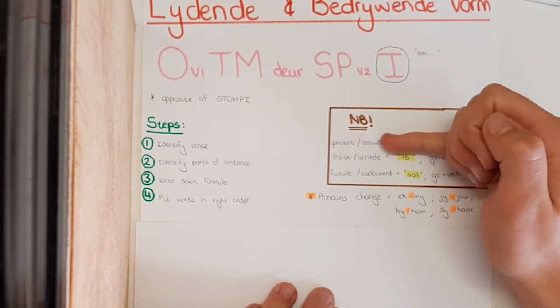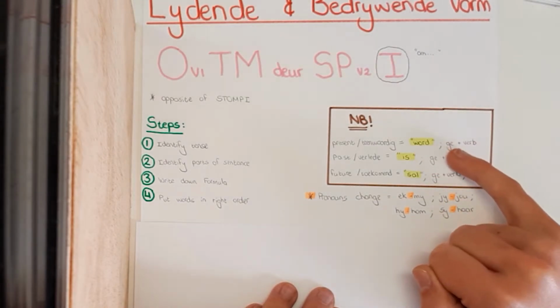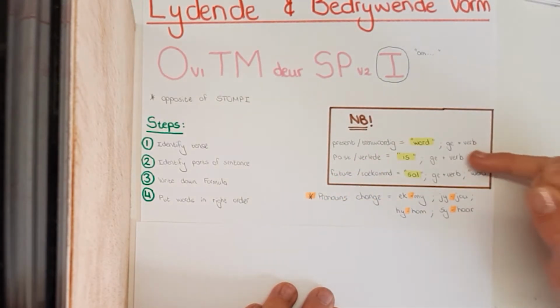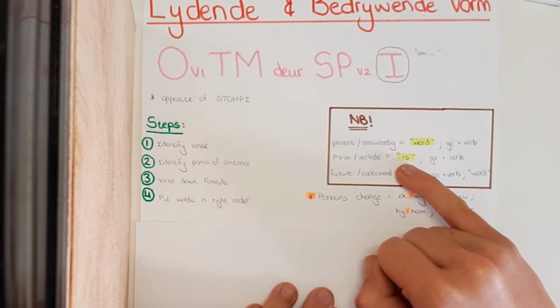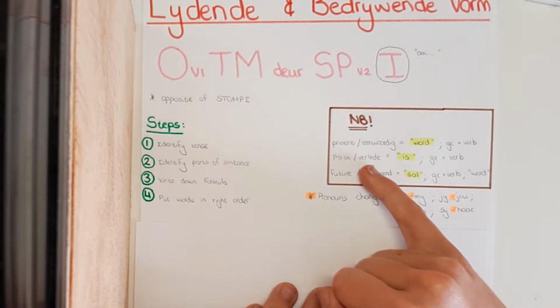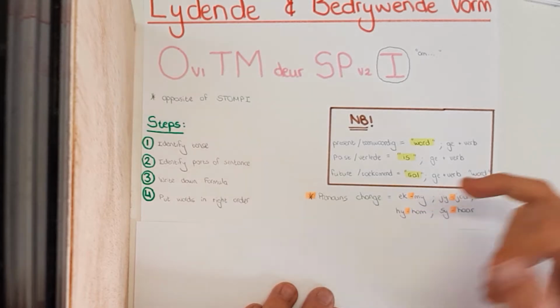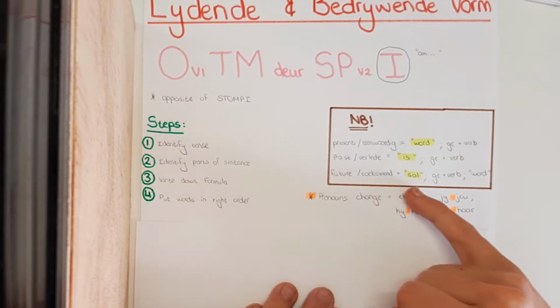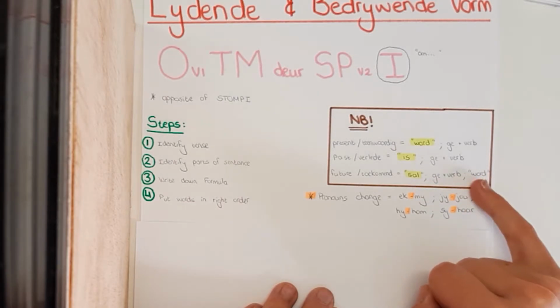If it is in the present tense, your verb 1 is word. And then you're going to put a ge plus your verb, and that's going to go to the end of your sentence. If it is past or verlede tyd, your verb 1 becomes is. So normally in the past tense, there is a het. So that het will change to is, and then ge plus your verb at the end of the sentence. If it is future tense, your verb 1 will become sal. You'll get a ge plus your verb at the end, and then word will be placed last.